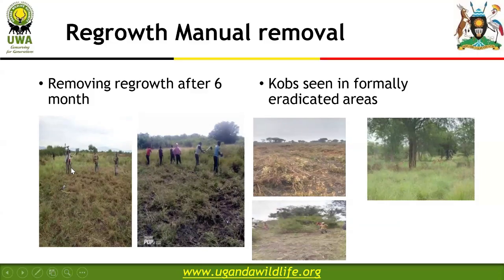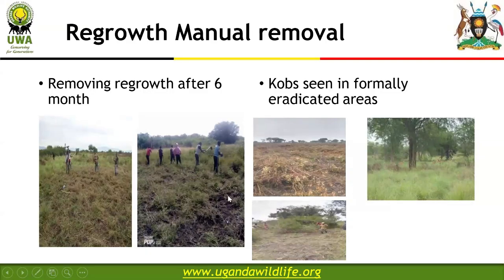So here, this is where we had come back to do the regrowth. And why we like manual is because it doesn't disturb the environment. You just target the area that is affected. So here, this is the area where we are removing regrowths. You just come for the Dichrostachys. After removing it, you leave the area intact.